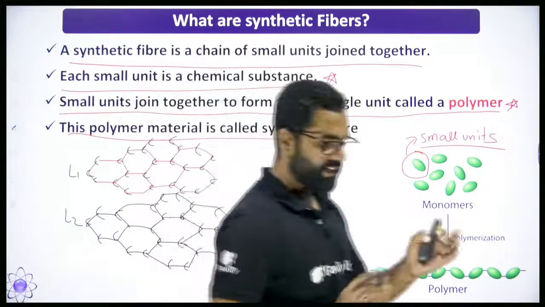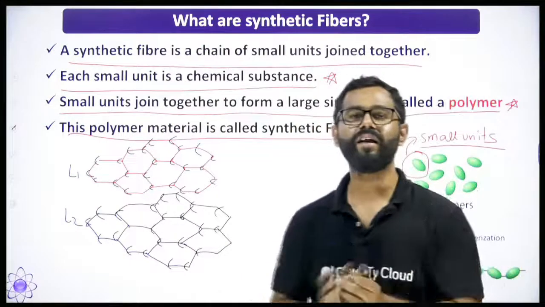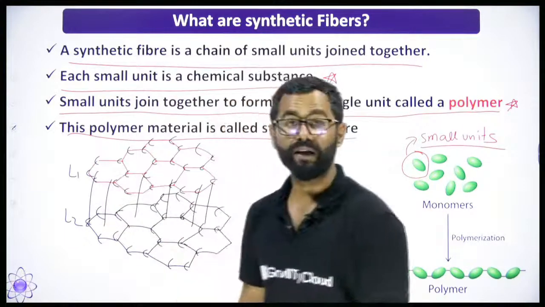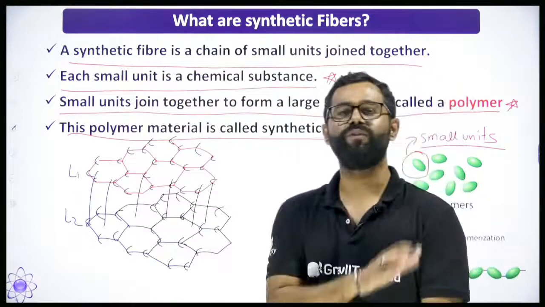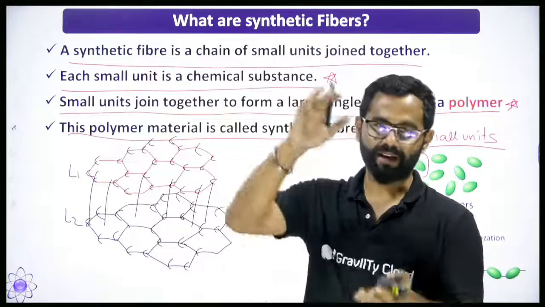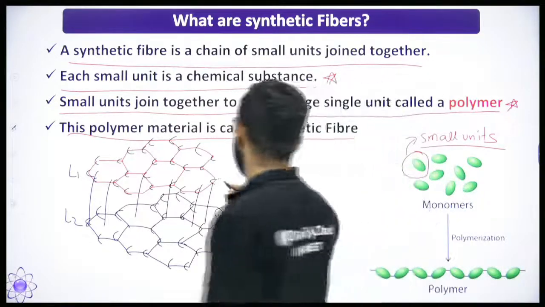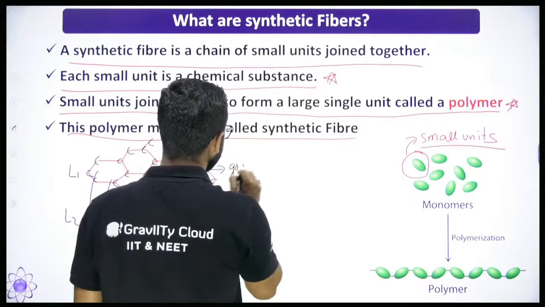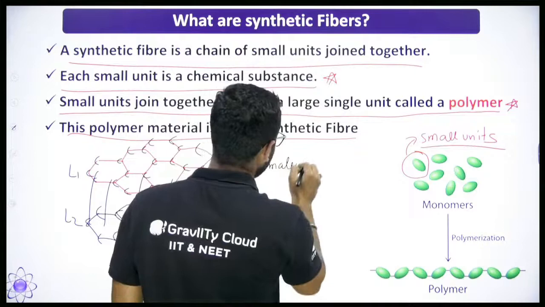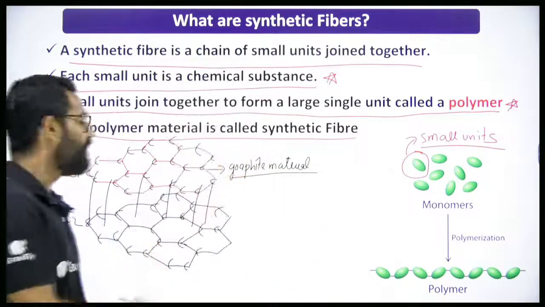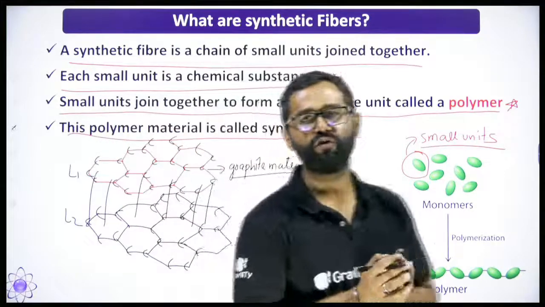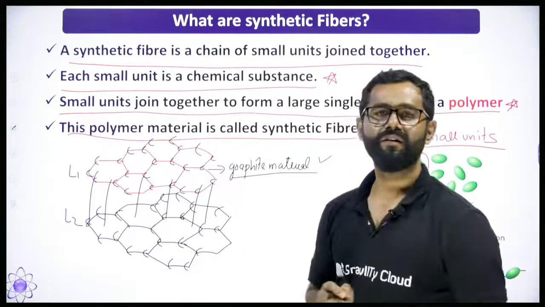Now these two layers are linked together, like this. Similarly, there will be thousands, lakhs, crores of layers which are linked together, and they will form the graphite substance. Thousands of layers like this, crores of layers like this, come together, stick around, and join together to form the graphite material, right?